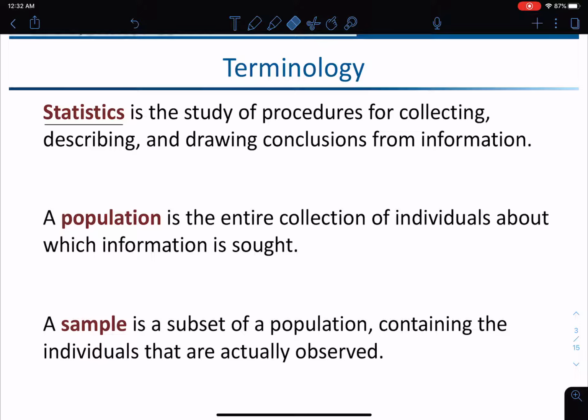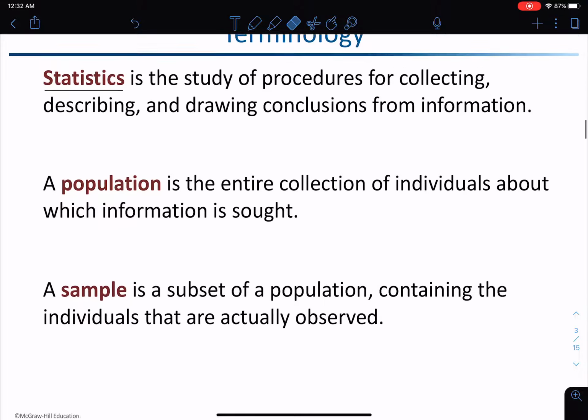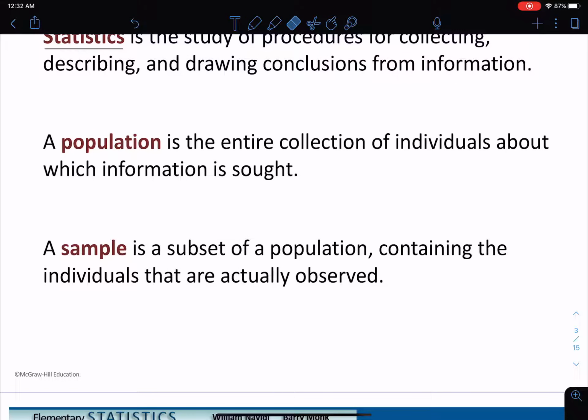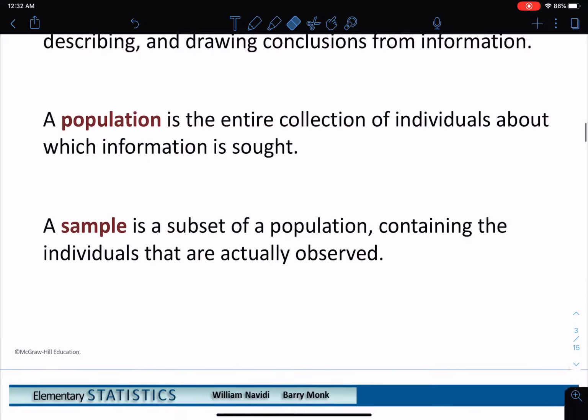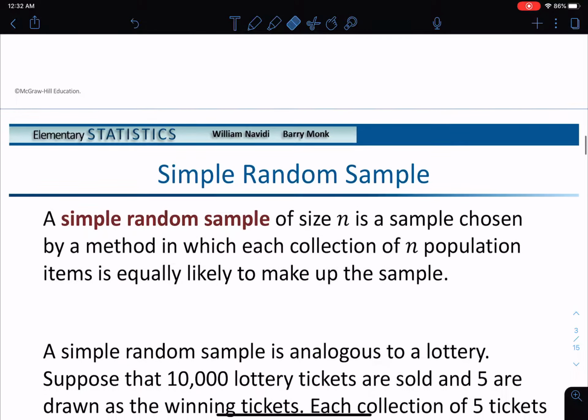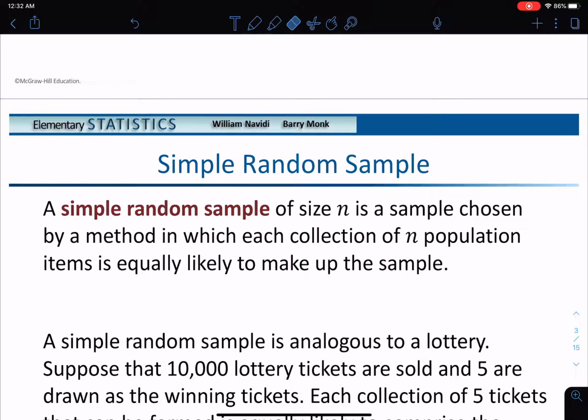A population is the entire collection of individuals about which information is sought. So that's the full population. And a sample is a subset of the population containing the individuals that are actually observed. Okay, so we already did that. That basically covers problem number 1. But then that kind of moves us into this part that says a simple random sample.